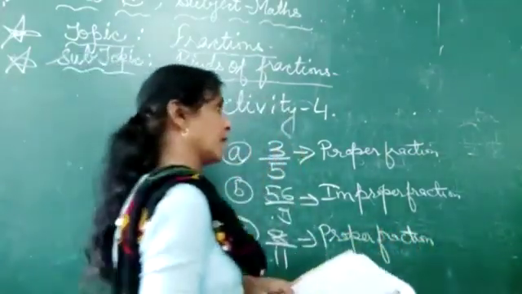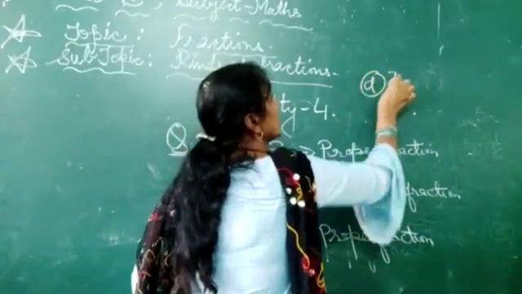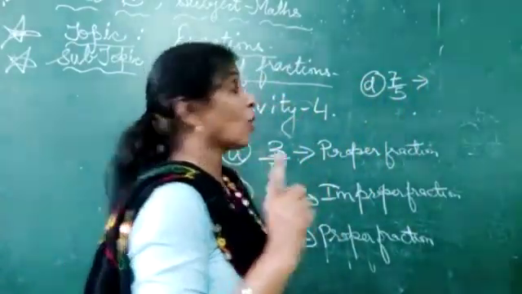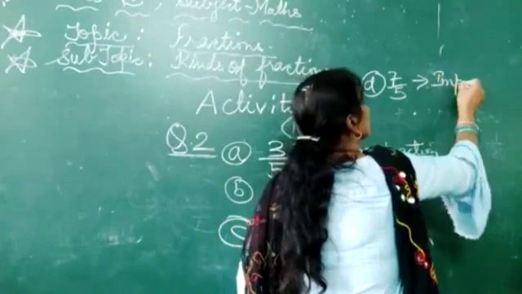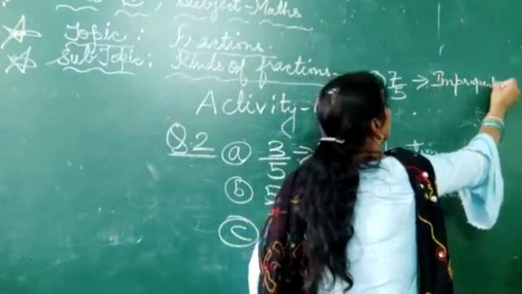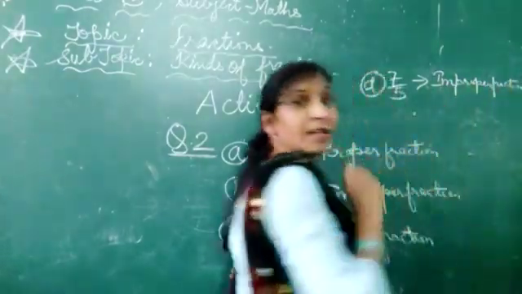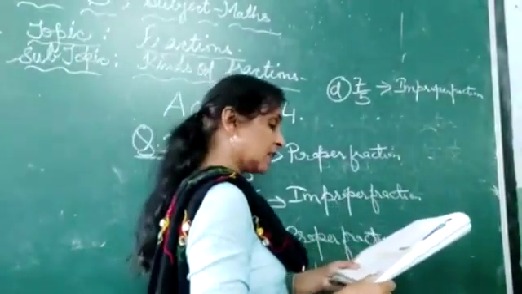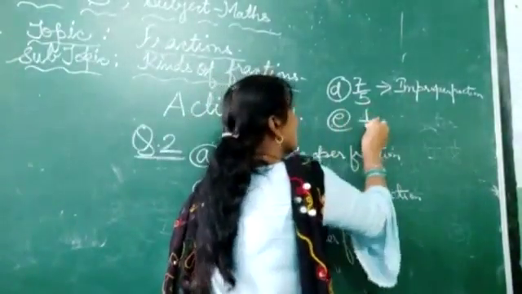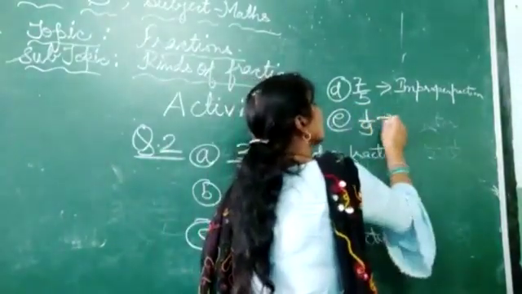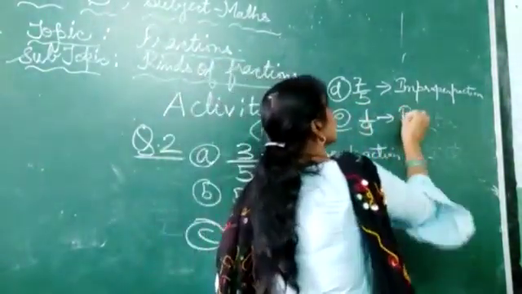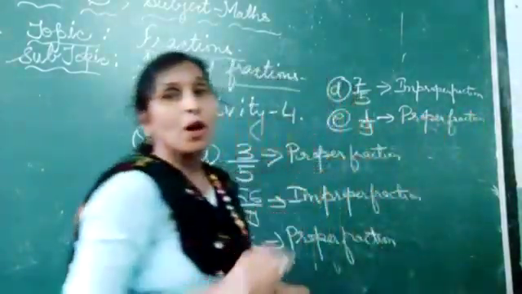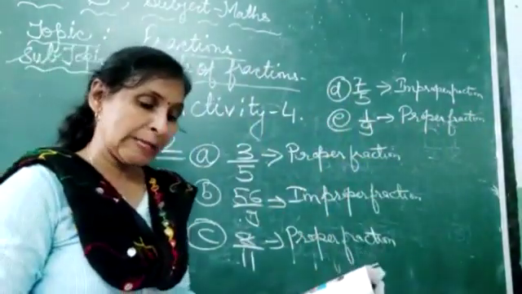Now the D part, that is in D, 7/5. Here the numerator is greater than the denominator. So this type of fraction is improper fraction. ये कौन से टाइप का फ्रैक्शन हो जाएगा? That is improper fraction. Now the E part, 1/9. Here the numerator is less than the denominator, so this is the proper fraction. ये कौन से टाइप का फ्रैक्शन होगा बच्चों? Proper fraction.